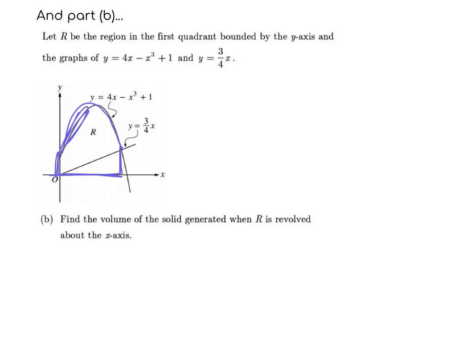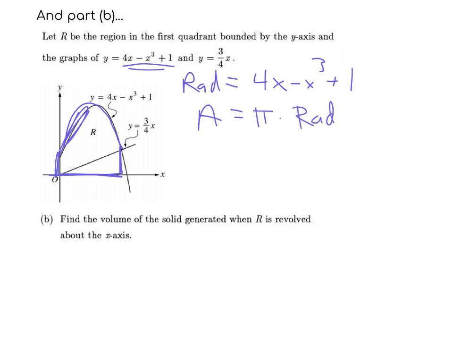So the radius is simply this curve, 4x minus x cubed plus 1. When I spin this about the x-axis, that's going to form a circle or a disk. So the area is going to be pi times that radius squared. I'm going to say the area of the big because I'm going to have a little also.